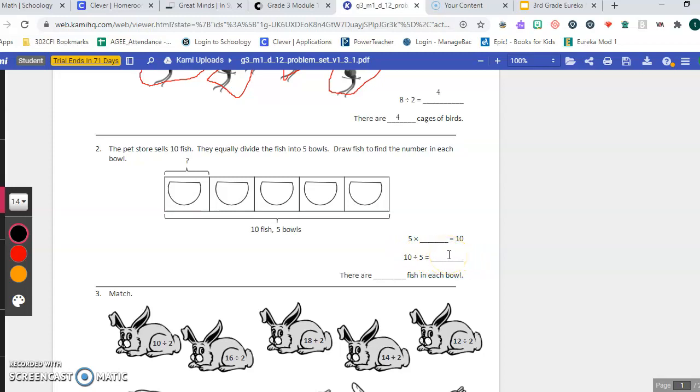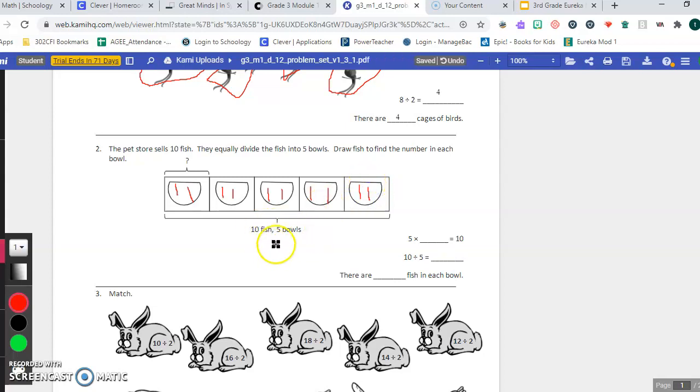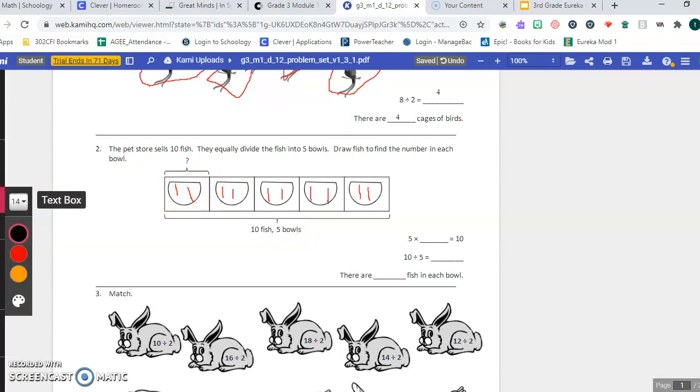Well, if you remember, we used a distribution strategy before, so I'm going to use the draw feature to distribute fish and count up to 10. 1, 2, 3, 4, 5, and I start over. 6, 7, 8, 9, 10. Okay, so now I got to my 10 fish. I used all 5 bowls. There are 2 fish in each bowl.